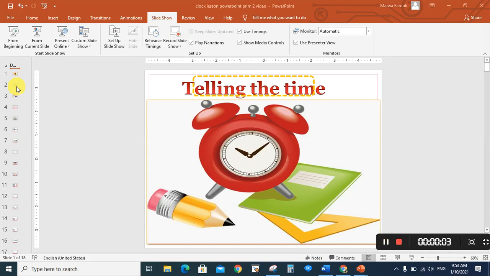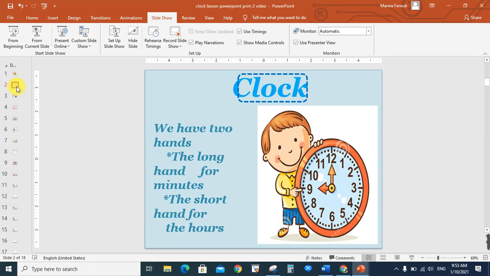Today I will talk about the clock, which means telling the time. Okay, clock. We have two hands, the long hand for minutes and the short hand for the hours. So, repeat after me again. We have two hands, the long hand for the minutes and the short hand for the hours.